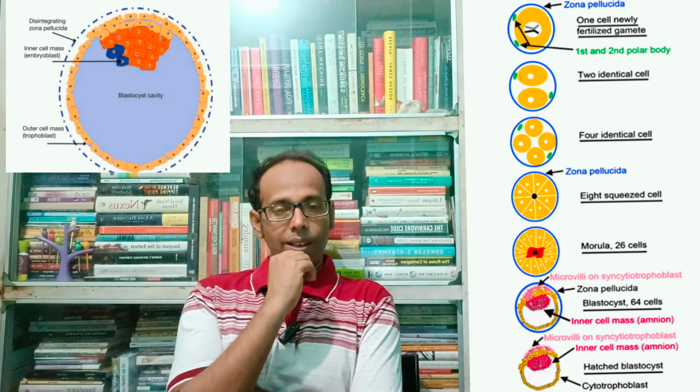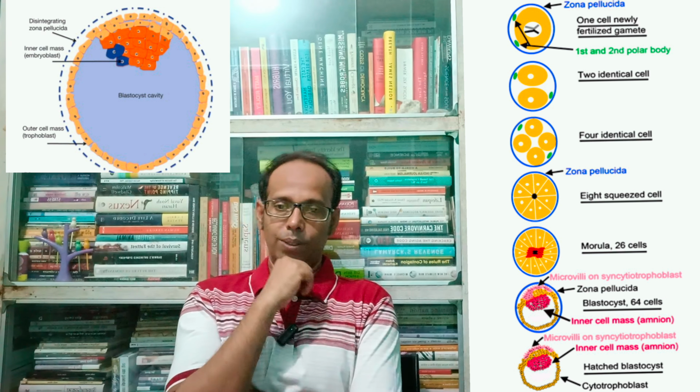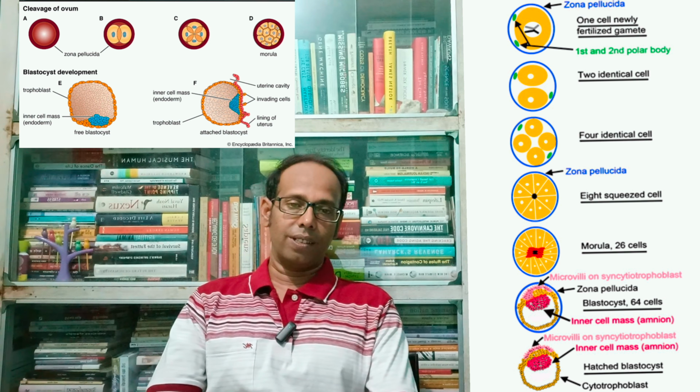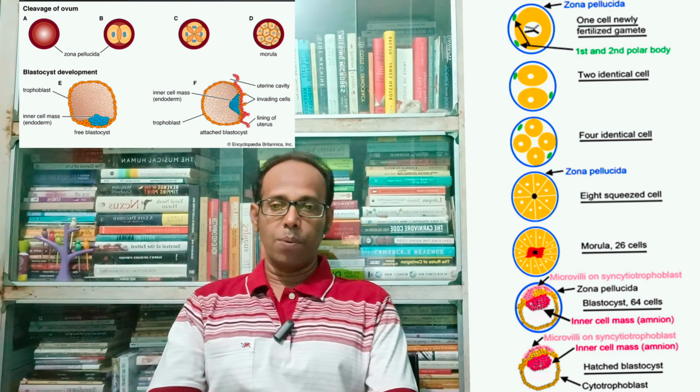By the way, let's learn about the blastula stage. When the blastula forms, the zona pellucida breaks down, allowing the embryo to grow in size. The blastula contains a fluid-filled cavity called the blastocoele. It has two distinct cell groups. One is the outer cell layer called the trophoblast, and the other is the inner group of cells called the inner cell mass, ICM, or embryoblast.